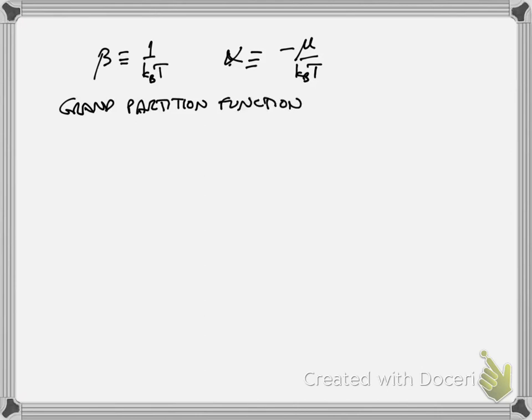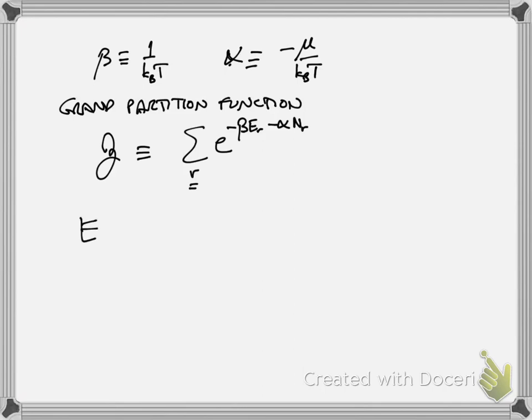right? So before, we had regular Z, which is just the sum over the microstates of e to the minus energy of each microstate. Well, now we're going to sum over the microstates, but including the particle number. So now we're going to have big old script Z defined as the sum over microstates, but now our microstates include different particle numbers, e to the minus beta energy of each microstate minus alpha particle number of each microstate. Okay? So this is our grand partition function, and we can do very similar things to what we did before.